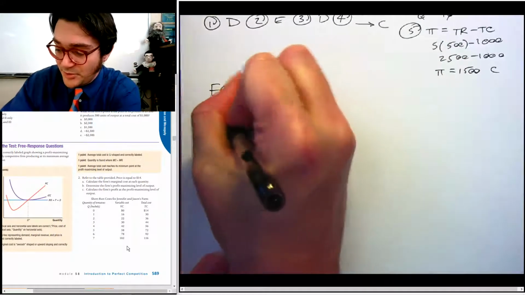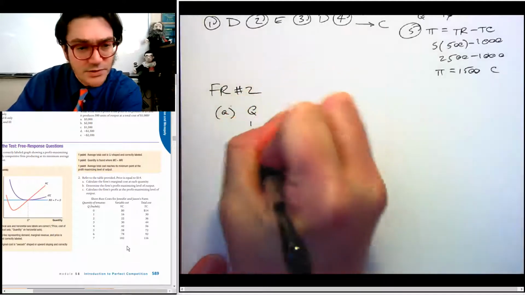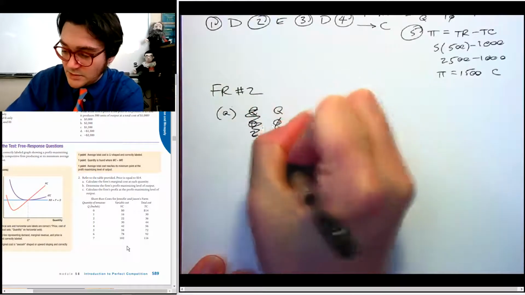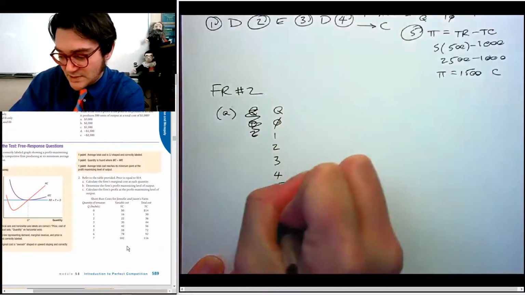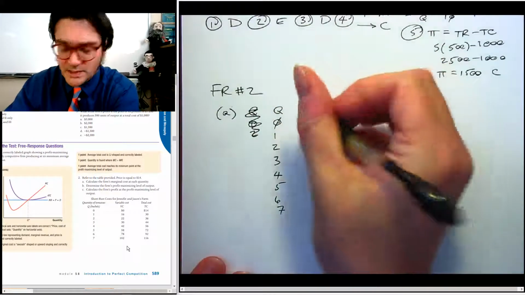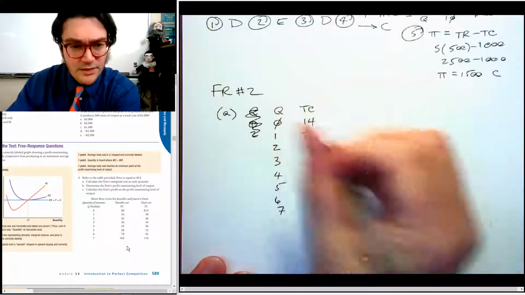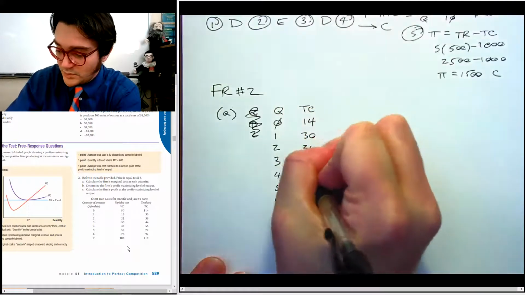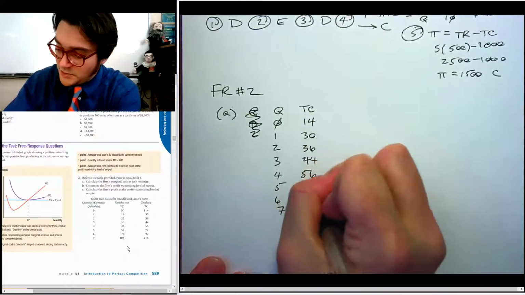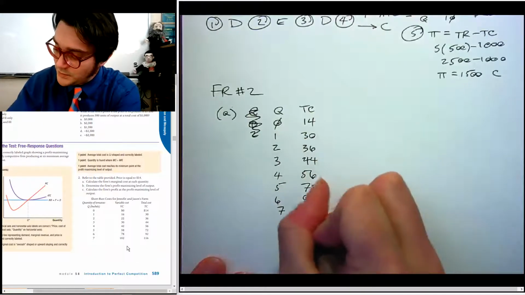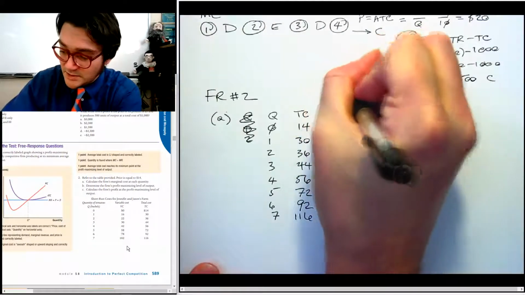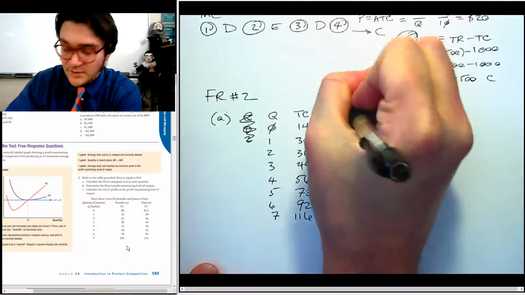So for part A, we just write quantity, we'll start with 0 actually. Quantity 0, 1, 2, 3, 4, 5, 6, 7. And we know TC, and I'm going to write the TCs, you don't have to rewrite these: 14, 30, 36, 44, 116. All right. So marginal cost is the change in total cost generated by a change in quantity.